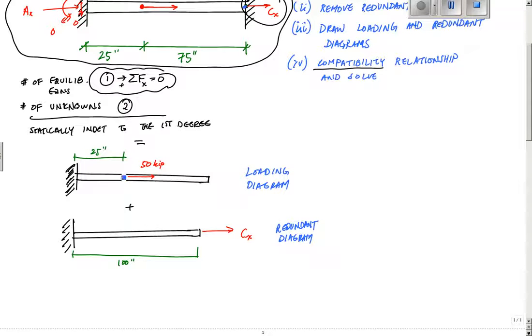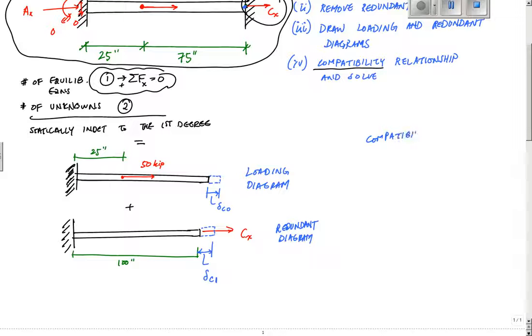If I apply a 50 kip load here, I know that I'm going to have some deformation here, okay? And with my loading diagram, I'm going to call this deformation delta C0. And then with this load right here, I'm going to have some deformation right here, and I'm going to call that delta C1. Okay, so my first redundant and my only redundant is here.